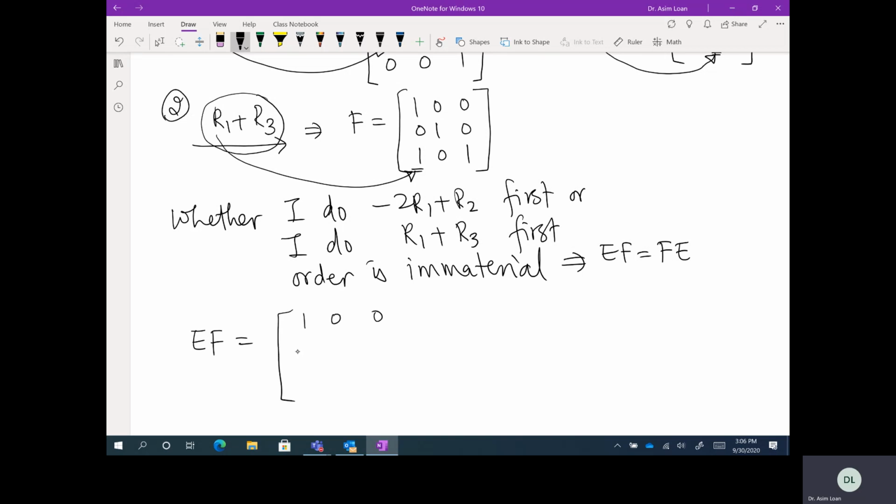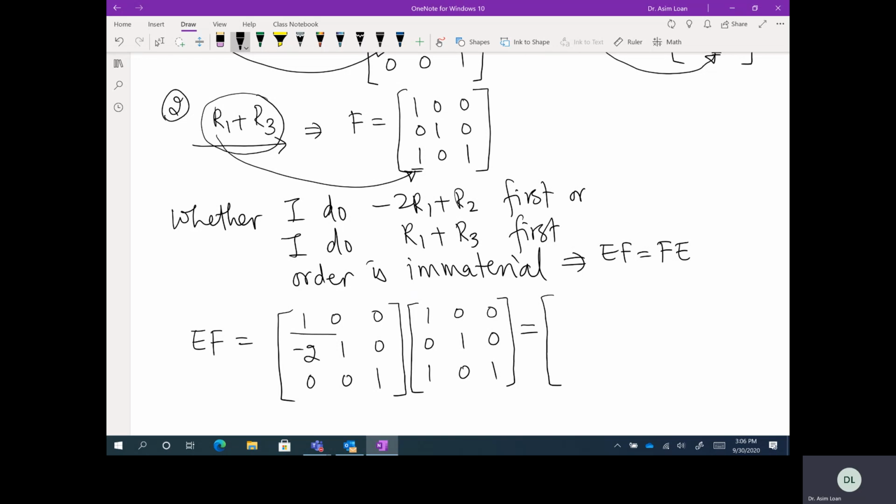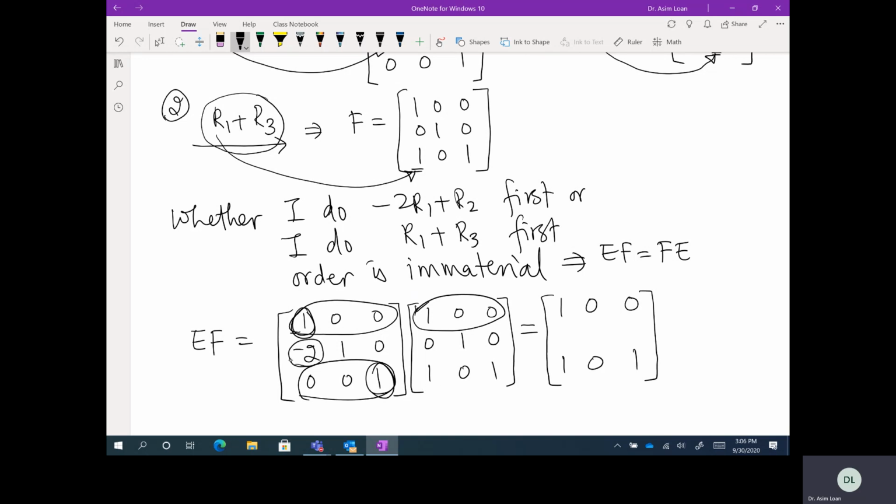E times F: E is 1 0 0, minus 2 1 0, 0 0 1. F is 1 0 0, 0 1 0, 1 0 1. If I multiply both of them, 1 0 0 means I'm only picking the first row, which is 1 0 0. This means I'm only picking the third row, which is simply 1 0 1. This means I am weighting the first row by minus 2 and adding it to the second row. So I get minus 2 here, 1 here, and 0 here.